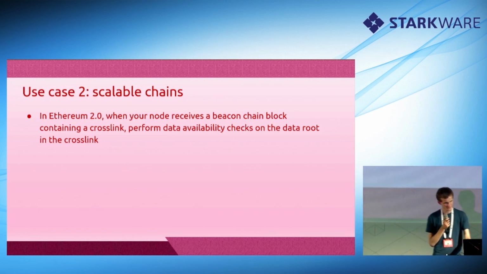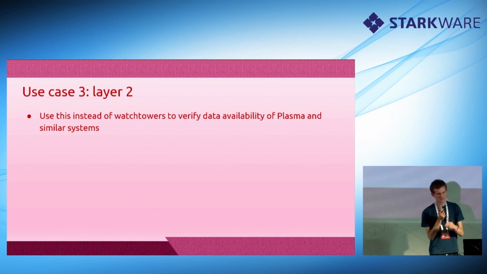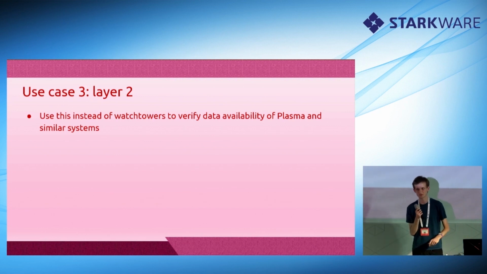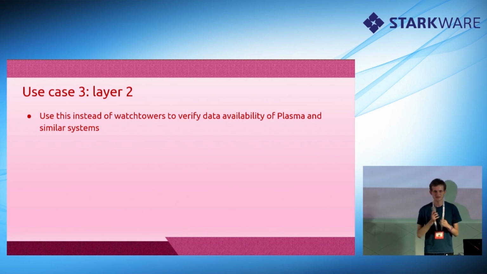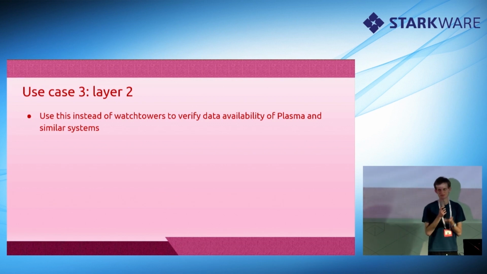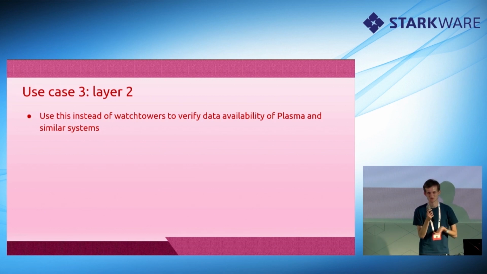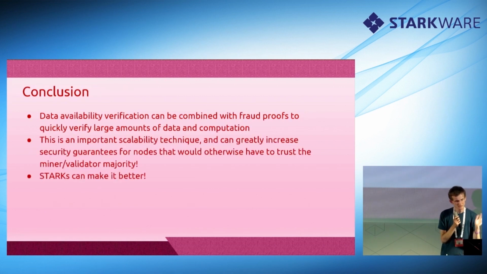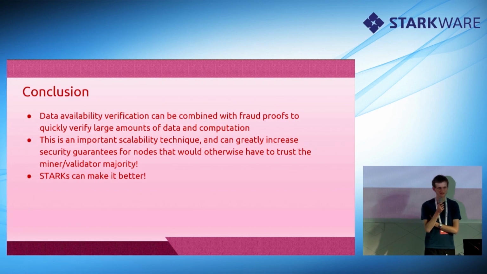Now, use case 3 is layer 3 on layer 2. If you have some DEX plasma chain, and it requires users to verify data availability so that they can make challenges, which pretty much every plasma thing requires, then you can use this to check for data availability instead of users downloading the data themselves or relying on some trusted watchtower scheme. So, conclusion: data availability verification and fraud proofs are two nice ingredients.